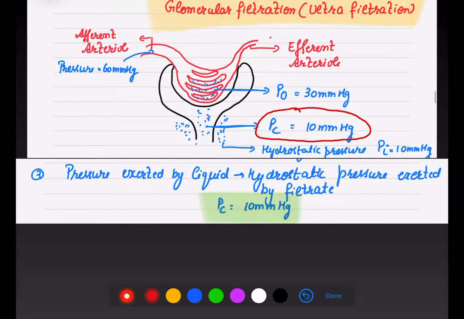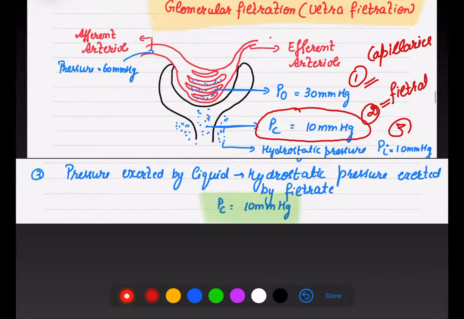So there are three pressures which are going against our hydrostatic pressure. One is by the glomerular capillaries, that is 30 mm of mercury. Then there is the filtrate. The filtrate is again a liquid, the pressure exerted by a liquid is hydrostatic pressure. Now why are we calling the capillary one osmotic? Because much of that pressure is by the proteins. Now this PC is 10 mm of mercury.